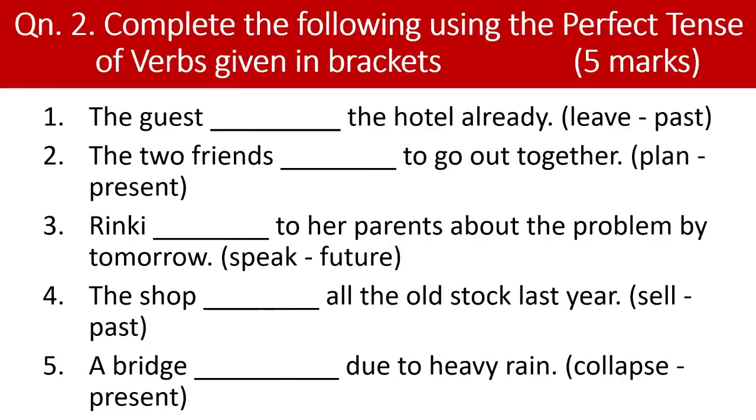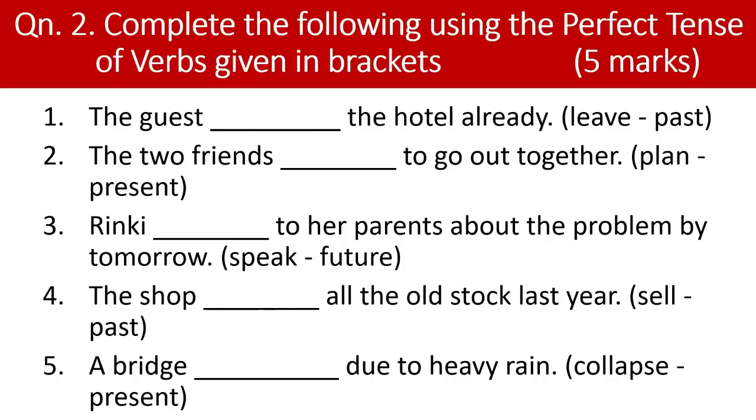The guest, blank, the hotel already. The verb is leave and the tense you have to use is past perfect. Now the second sentence. The 2 friends, blank, to go out together. The verb is plan. You need to use the present perfect tense of plan. Rinky, blank, to her parents about the problem by tomorrow. Here the verb is speak and the tense is future perfect.